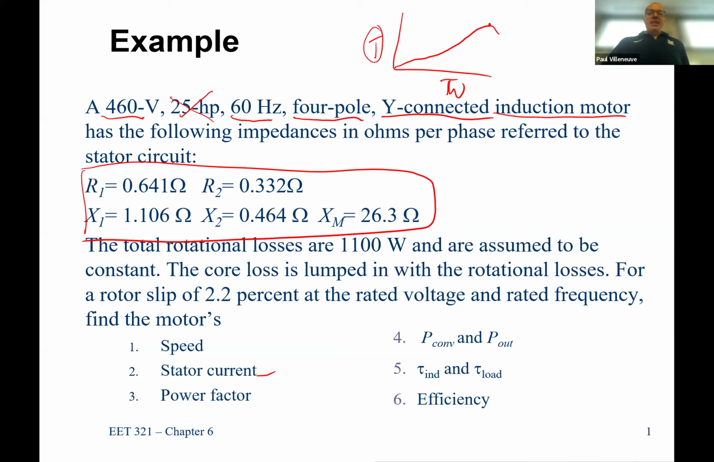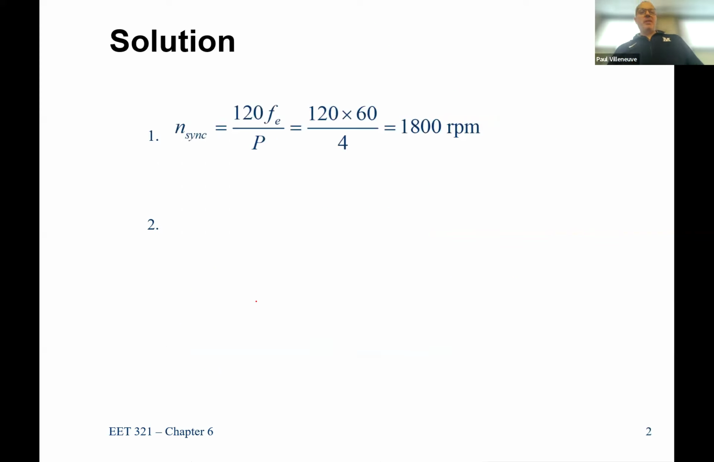So we need that. We need some rotational losses. Core losses are negligible or included in rotational. And the last thing we need is slip. Okay. Those are all the important stuff. We need a lot of information to be able to make this work. So the first thing we'll calculate is the speed. For a 4-pole machine, what is the synchronous speed? 1800 RPM. Hopefully you're starting to memorize that just by looking at it all the time.